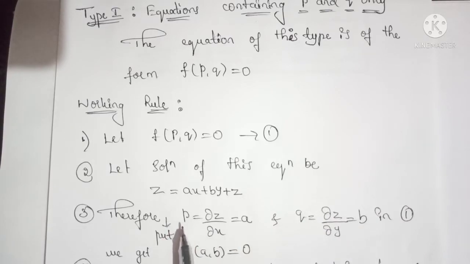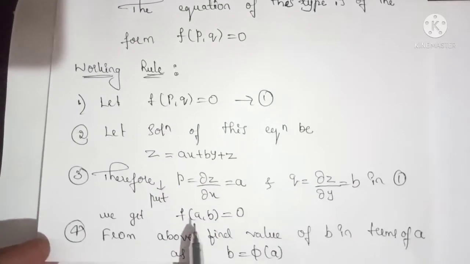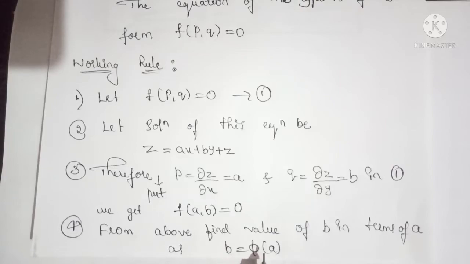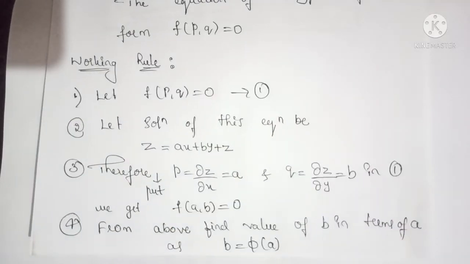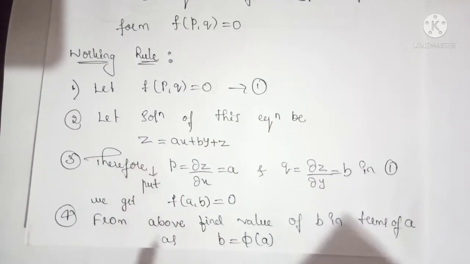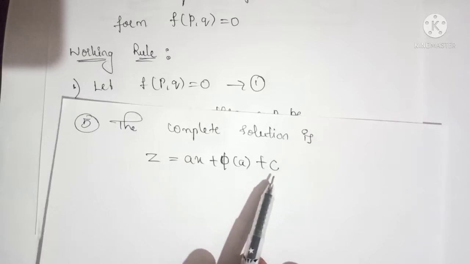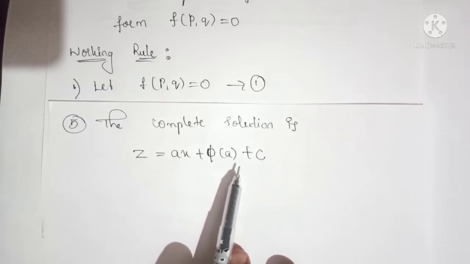Now we substitute the P value, dou z by dou x equals a, and the Q value in the given equation 1. Then equation 1 becomes an equation in terms of a and b. So then we can easily find the value of b in terms of a, and consider that as b equals phi of a. Therefore we write the complete solution by substituting this b value in the solution, that is, z equals ax plus phi of a plus c. Phi of a means the value of b in terms of a.